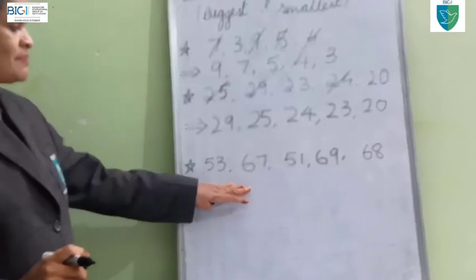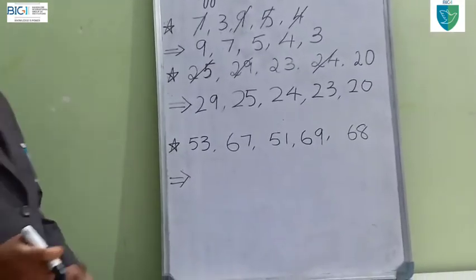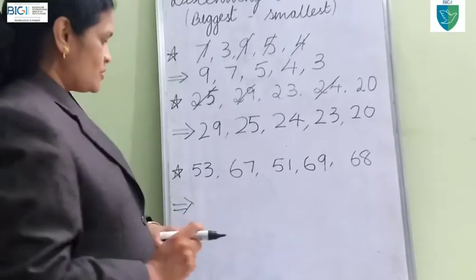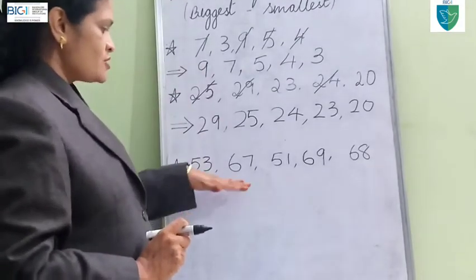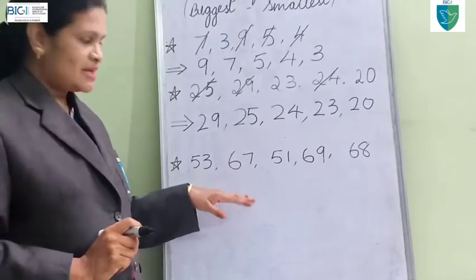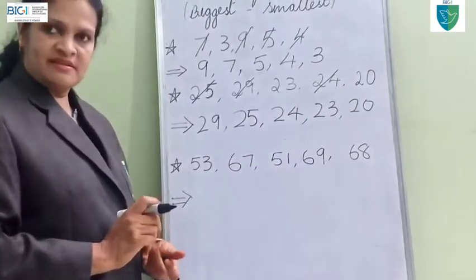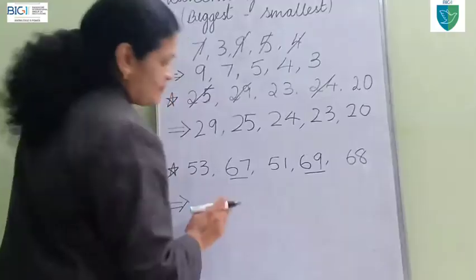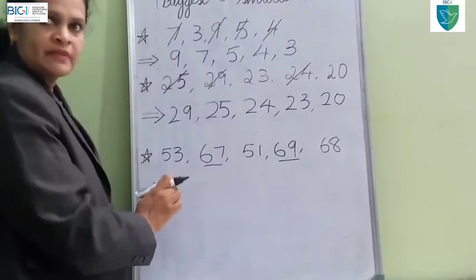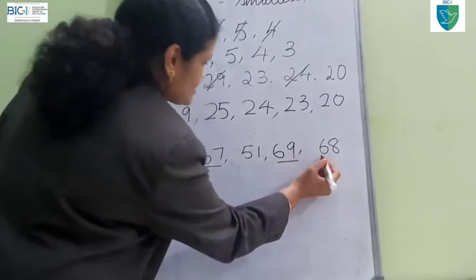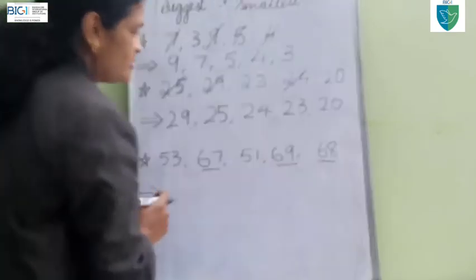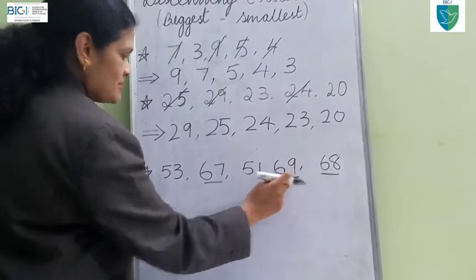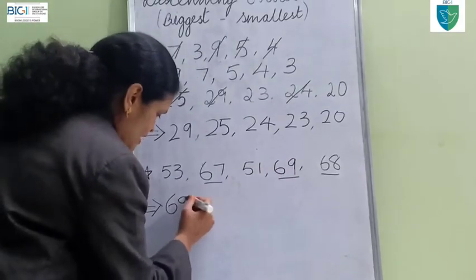Now the last example is again the way we did in the ascending order. It has a mixture of 2 families, 50s and 60s. So you have to find out the biggest number here. So naturally you will be considering the biggest place value, that is tens. Now we have number 67 and 69 in the 60s family. We also have number 68. There are 3 numbers in the family of 60s. Now which is the biggest number among all? It is number 69. Alright?